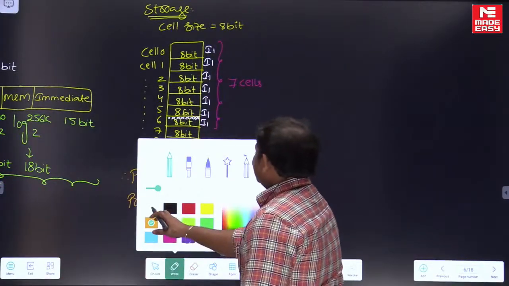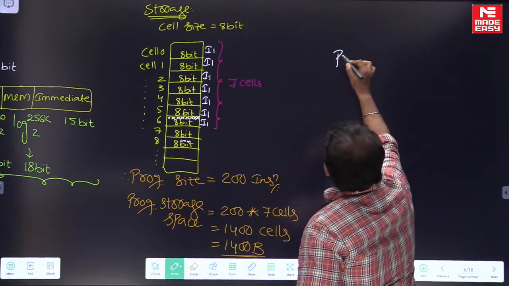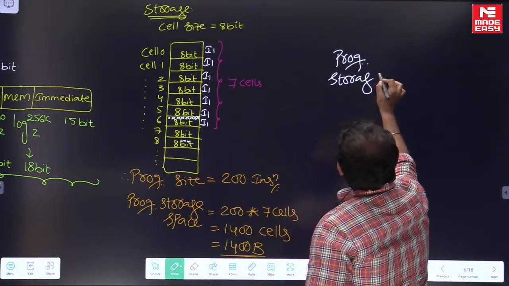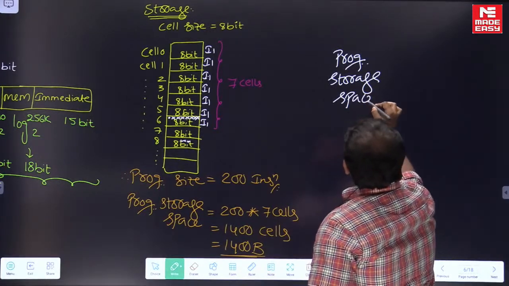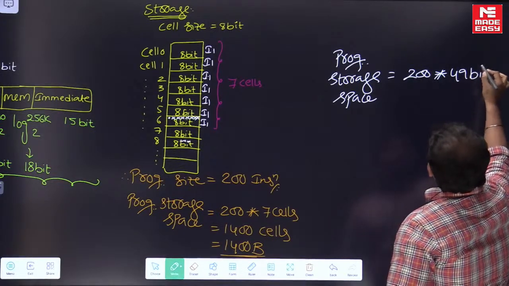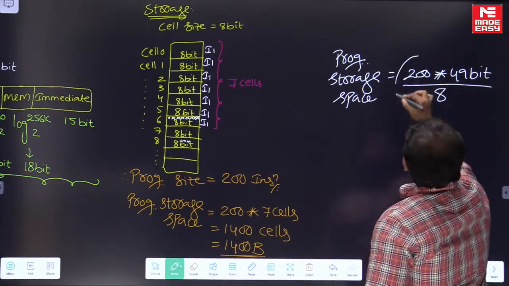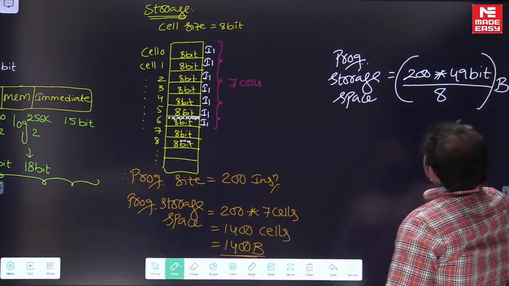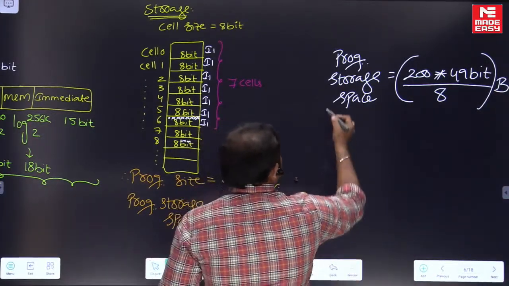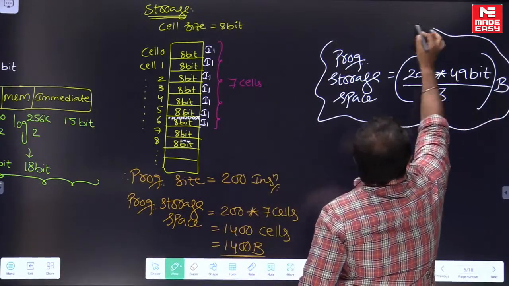Students calculate the size like this: program storage space is equal to 200 instructions into 49 bits divided by 8 bytes. Like this they are calculating. Okay, this is the student mistake. Don't do this. This is wrong.